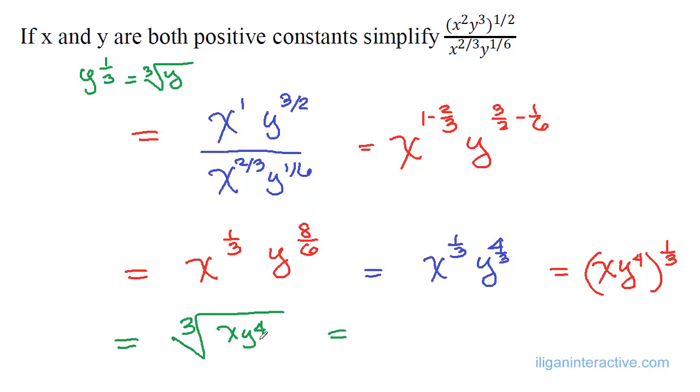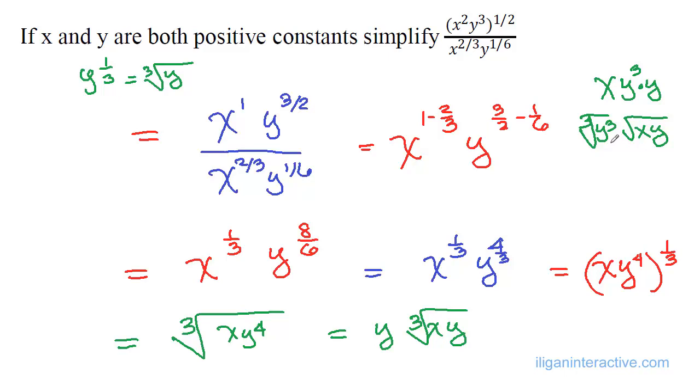Now, to simplify this further, we can actually take out the y, because the 4 here is greater than 3, we can pull that out. It will become y times the cube root of, what will be left, xy. How do we do that? Well, that will simply be rewritten as y cubed times x times y. The y cubed can be extracted. The cube root of y cubed is just y. So the answer will be y times the cube root of xy.